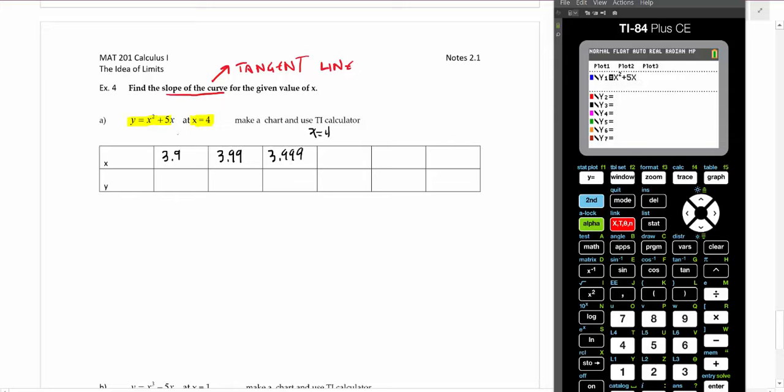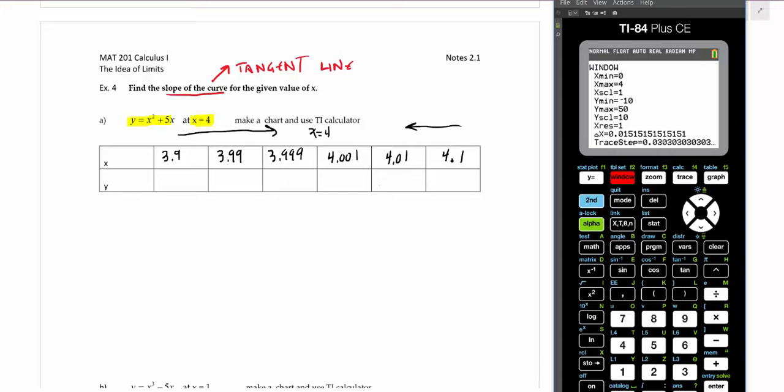I'm just getting closer to 4 from the left. Then I'm going to close in from the right, so I'm going to do something like 4.1, 4.01, and 4.001, using similar increments. As far as a window, since I'm interested in 4, I'm going to go maybe 2 to 6, scale of 1.